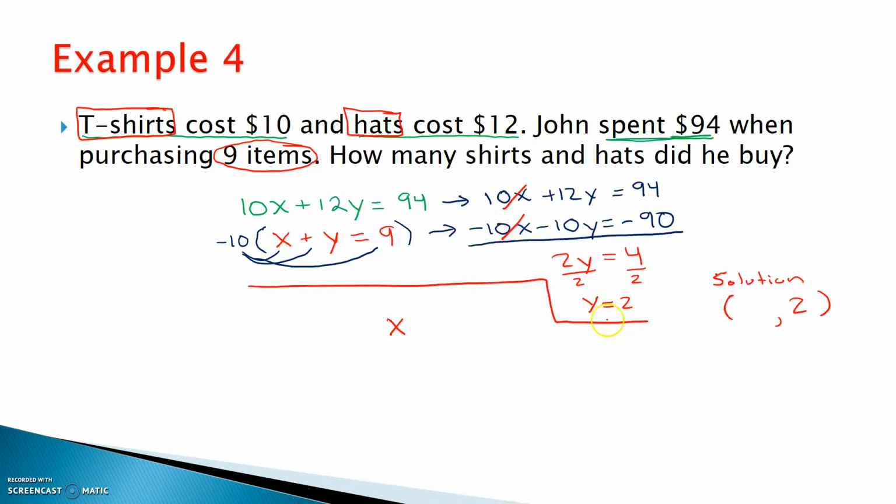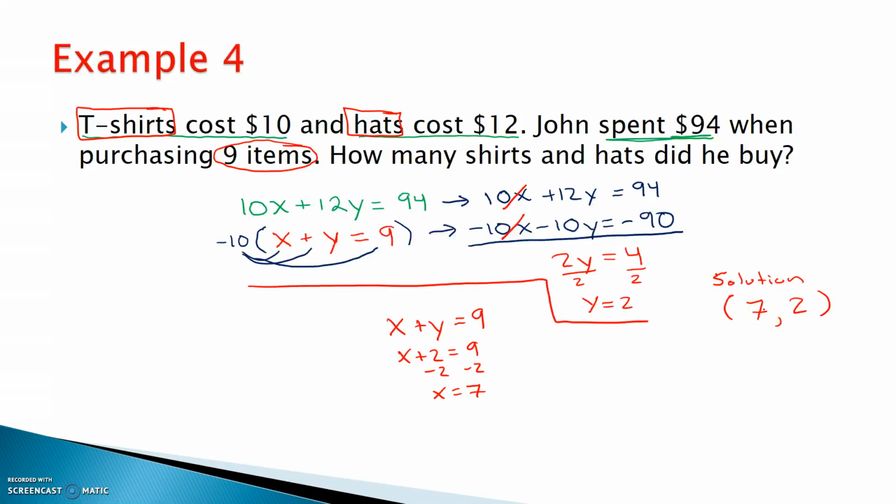Let me separate my work here. x plus y is equal to 9. Well, I know that y is equal to 2, so it's really x plus 2 is equal to 9. If I subtract 2 from both sides, I get x is equal to 7. 7 comma 2 is my solution.